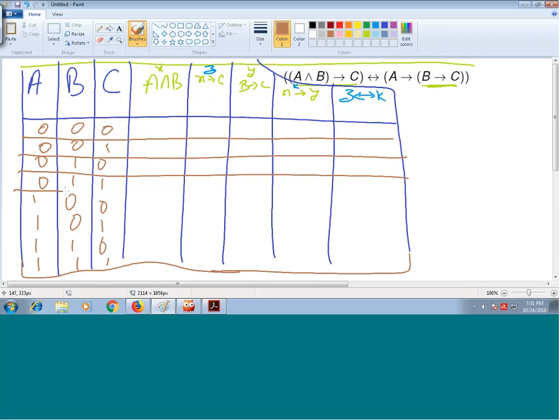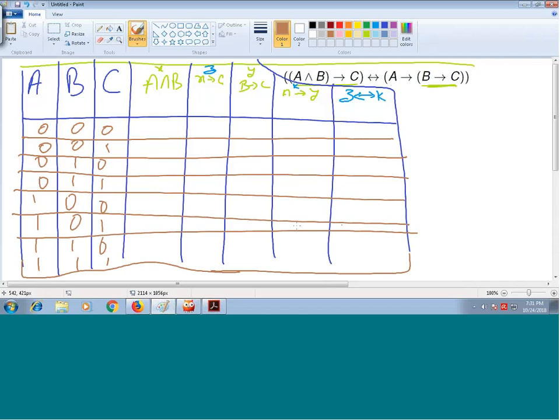I'm not getting an answer. Please write 1. Alright, 1, because you know that 0 implies 1 gives 1. Then I have to find out B implies C. 1 implies 1 is 1. B implies C is 1. Similarly, here we have to find A implies Y. A implies 0 implies 1 is 1.